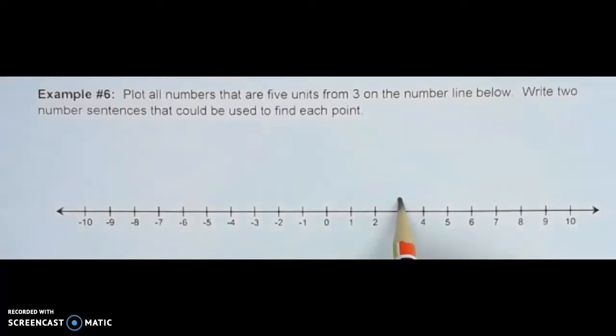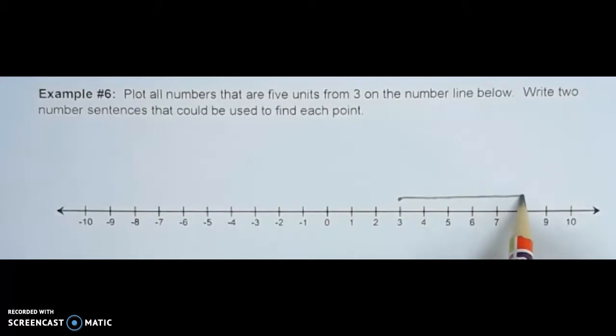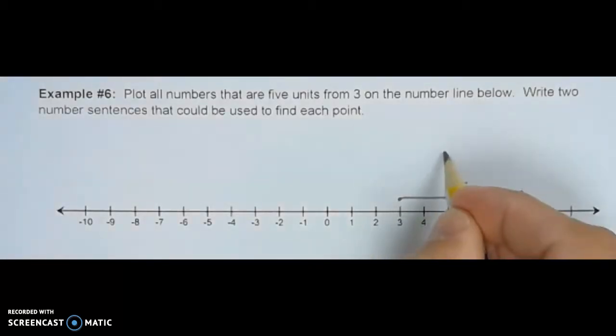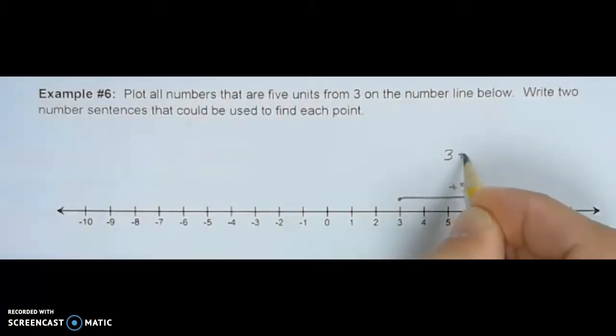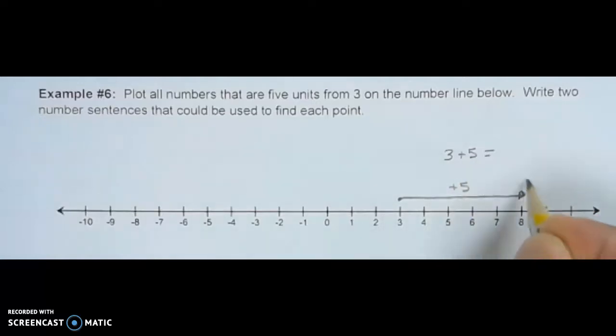Okay, well, I can move 5 units in either direction. I can move to the right or I could move to the left. Let's start by moving to the right. I'm going to draw an arrow 5 units to the right of 3. 1, 2, 3, 4, 5 units right there. That's a positive 5. So one addition problem that I could write, if I start at 3 and I add 5, that gets me to 8.